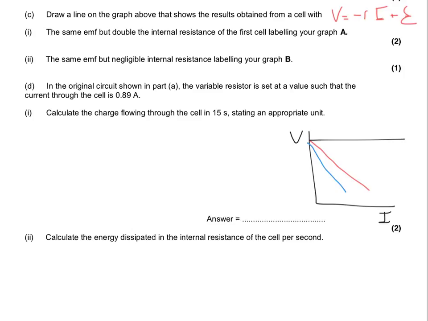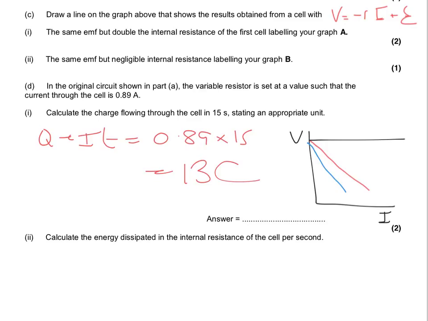Okay. So part D, we've got that the current through the cell is 0.89. So we want to calculate the charge. Similar to what we had earlier, 0.89 times 15 gives you 13 coulombs there. One mark was for the answer of 13, and the other mark was for the unit of coulombs.